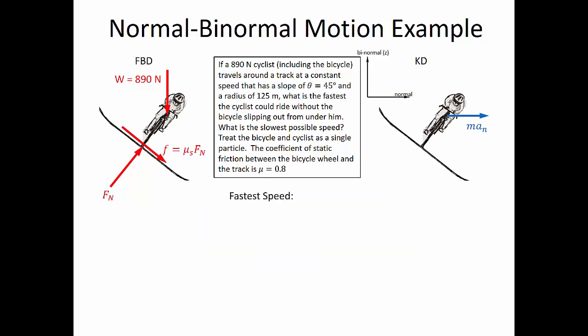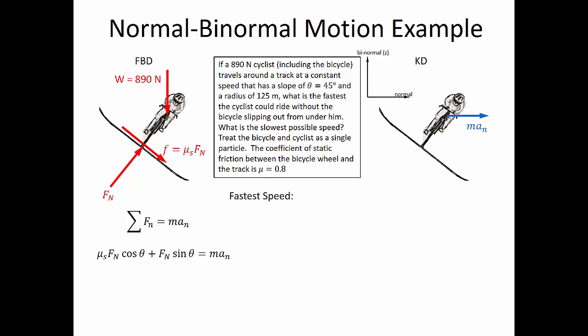Once we have our free body and kinetic diagrams drawn, we can go ahead and write our equations to solve the problem. Let's look at the fastest condition first. We start with looking at the normal direction. The sum of the forces in the normal direction is equal to the mass times the acceleration in the normal direction. We'll choose the direction of the normal acceleration as positive.